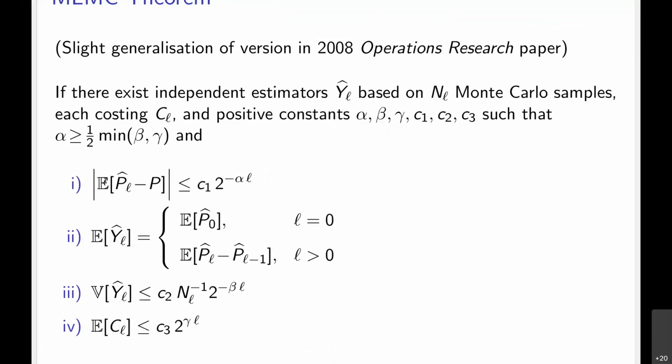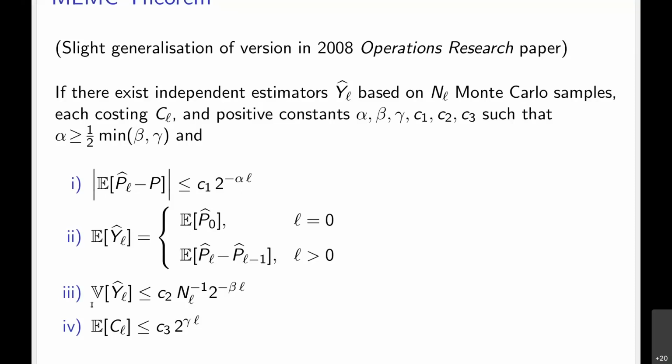we assume these properties: that the weak error, the expected difference between p hat L and the true p, is decreasing with level, so 2 to the minus alpha L, where alpha is the rate of weak convergence; and that on each level we have an estimator y hat which has the desired expected value. So on level 0, it's just the base value. On the higher levels, it's a correction.